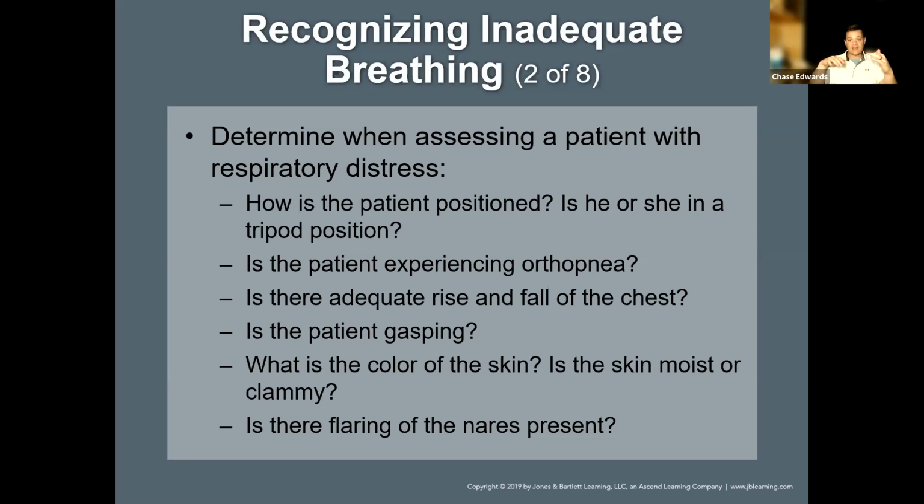Okay? When you assess a patient with respiratory distress, some of the questions you're going to ask. How is the patient positioned? Is he or she in a tripod position with their elbows out? Is the patient experiencing orthopnea? Is there adequate rise and fall of the chest? Is the patient gasping? What is the color of the skin? Is it blue? Is the skin moist or clammy? Is there flaring of the nares, of the nostrils? These are things we have to ask.